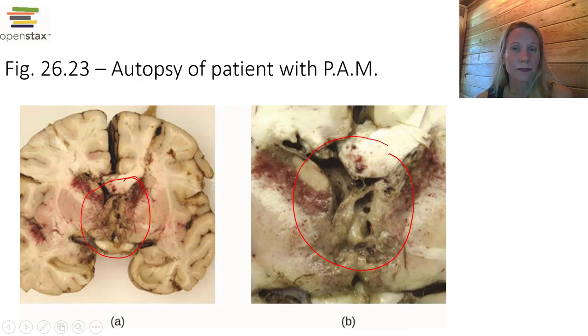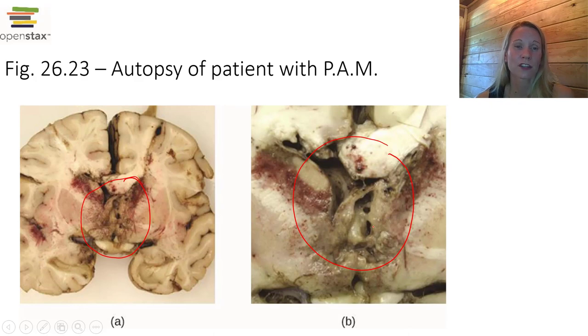So the symptoms of this disease, well, it starts very much like meningitis when we talked about bacterial meningitis. So it starts with a stiff, sore neck, a headache, maybe a low-grade fever, and then very rapidly, within a few days, the person is in a coma and then dies.